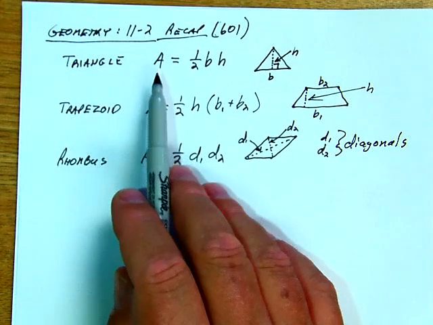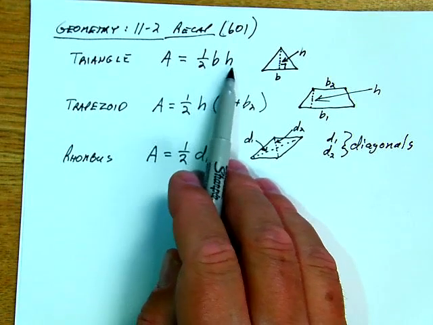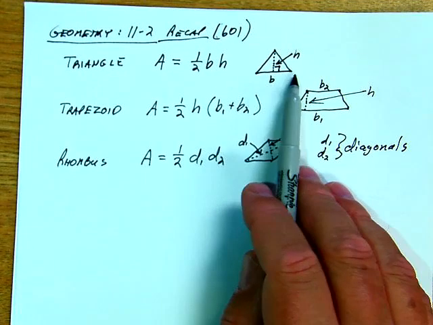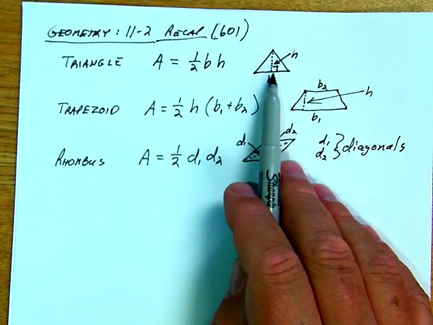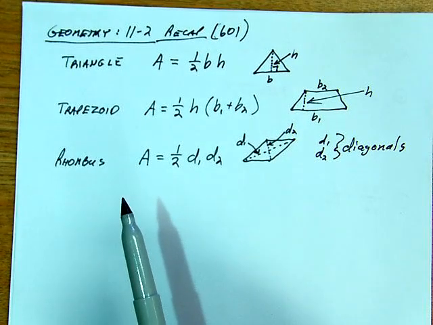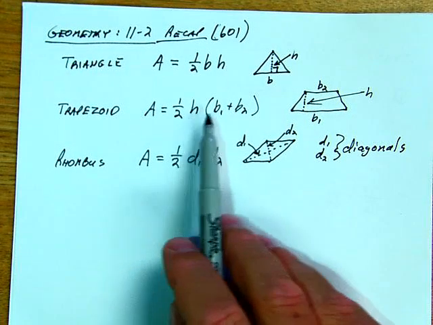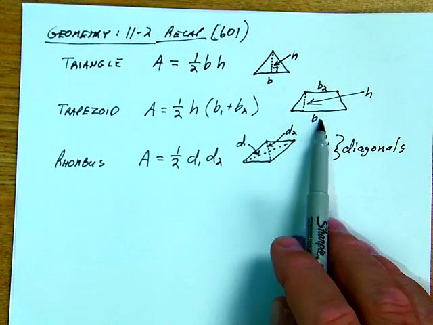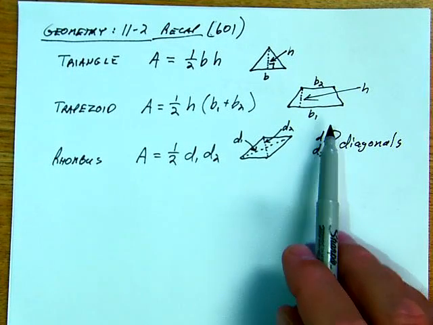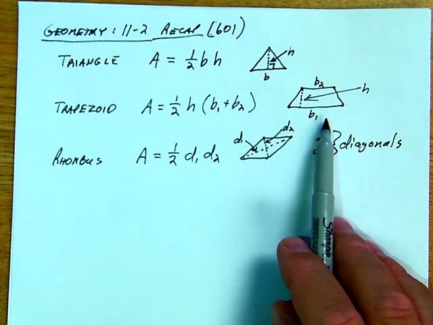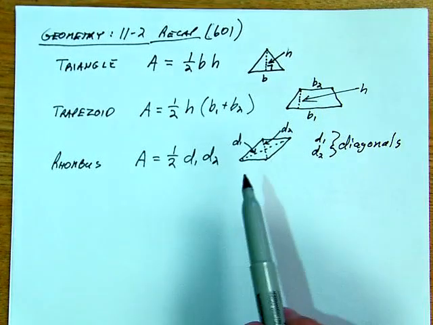a rhombus. And the area of a triangle, we have 1/2 base times height, where the base is one side of the triangle, and the height is the altitude that comes straight off of that side that's your base. In a trapezoid, it's 1/2 the height times the sum of the two bases. Well, the bottom of a trapezoid and the top of the trapezoid, the two parallel sides are your bases. Add them together. The height is the altitude from one of the vertexes straight down.